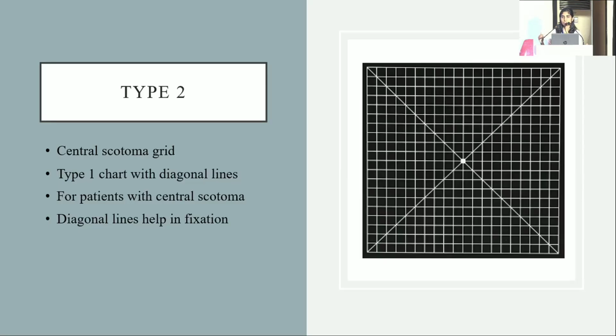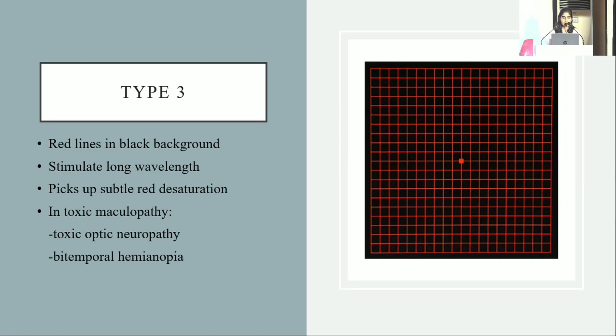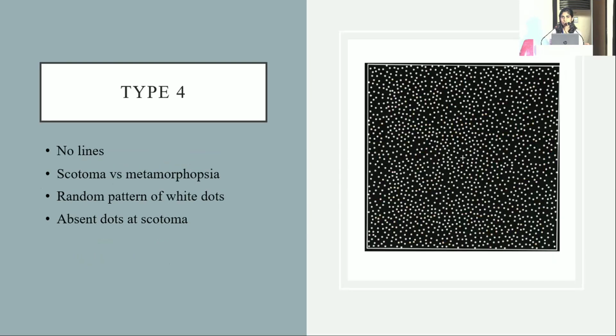But what if the patient already has a central scotoma? Then they won't be able to fixate. So then we can use a type 2 chart, which has diagonal lines that help the patient to fixate on the central dot. Type 3 has red lines on a black background, which helps to pick up subtle red desaturation seen in toxic maculopathies or bitemporal hemianopia. Type 4 is used to differentiate between metamorphopsia and scotoma. In this there are random patterns of white dots.